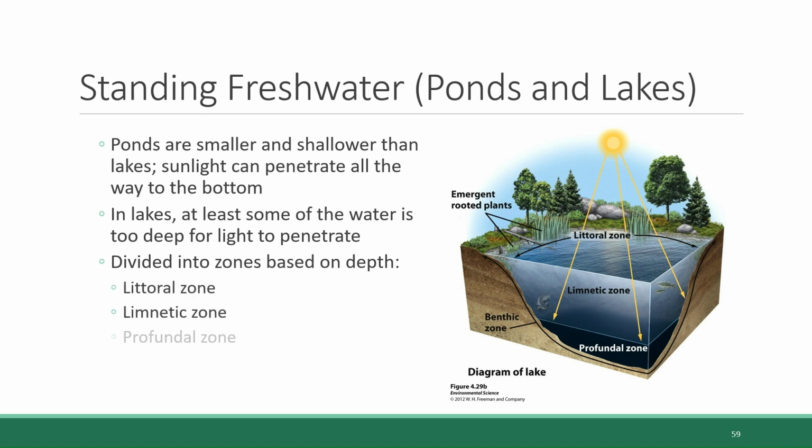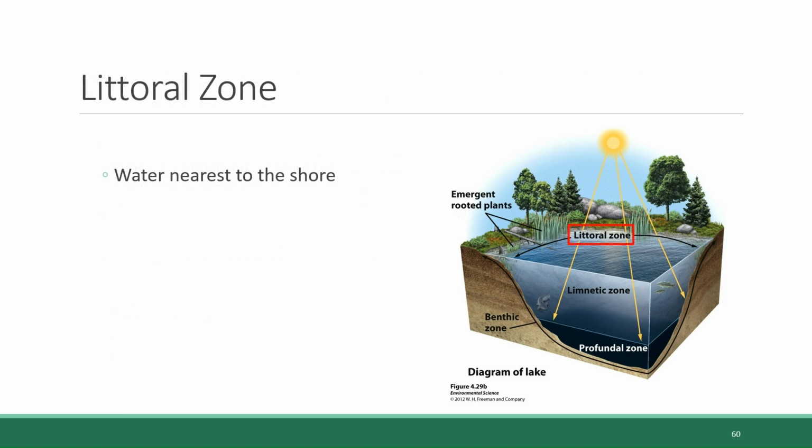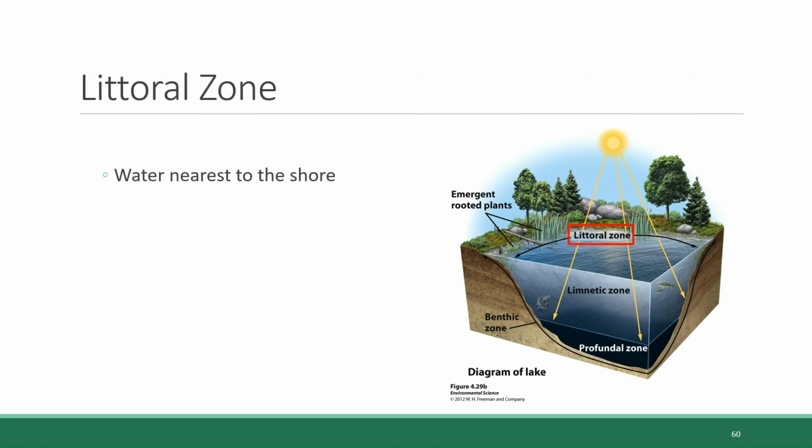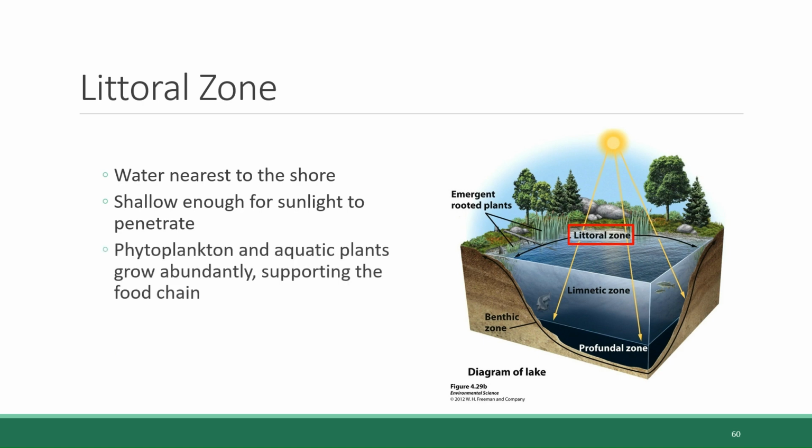In the littoral zone, which you may have realized shares its name with a zone in the ocean that is similarly positioned, we're talking about the water that is nearest to the shore. This means that the water is shallow enough for sunlight to penetrate, which supports the growth of producers like phytoplankton and aquatic plants, and those producers support a robust food chain of consumers that depend on them. So you can imagine this is a space that has a high level of biodiversity.